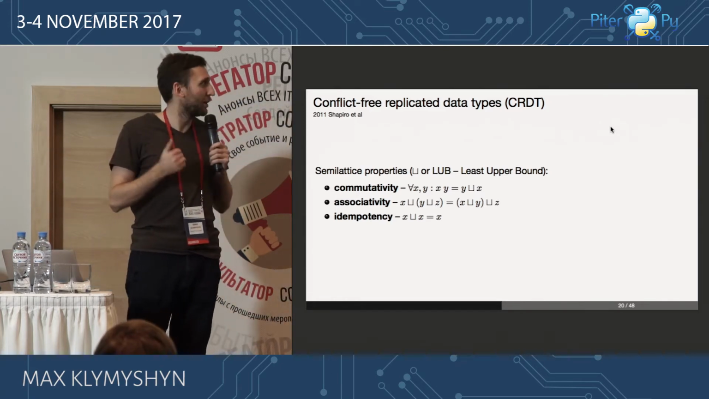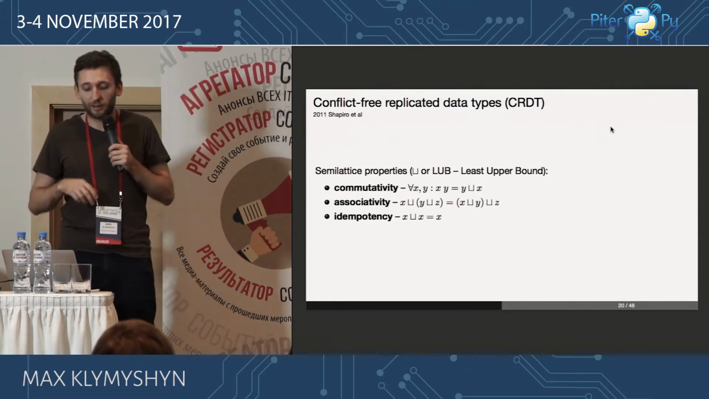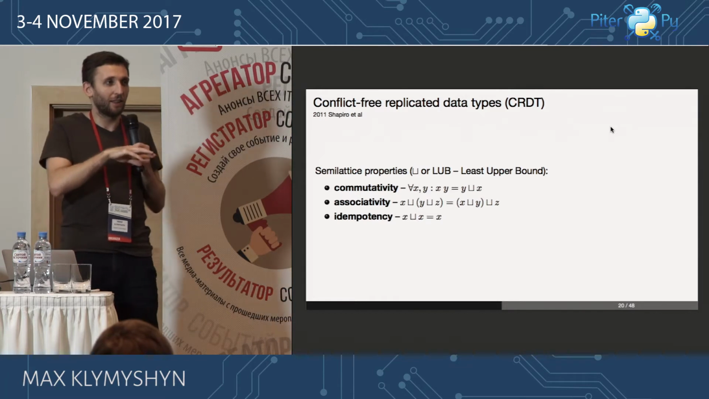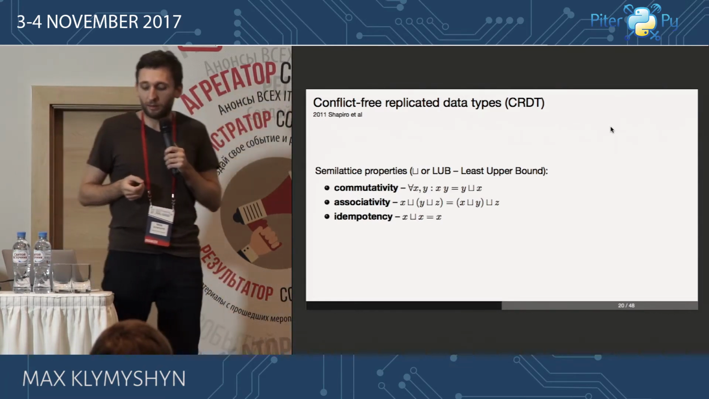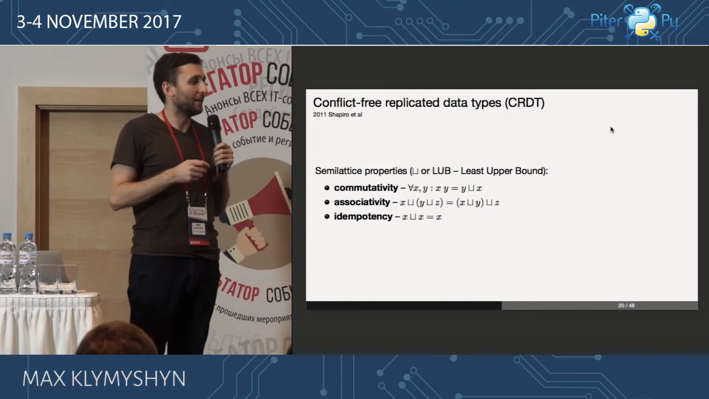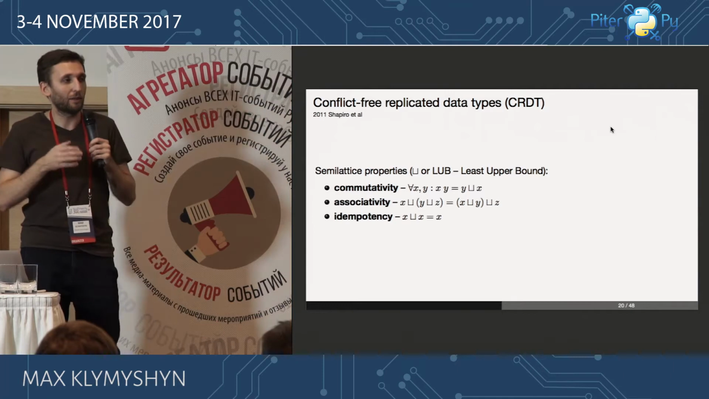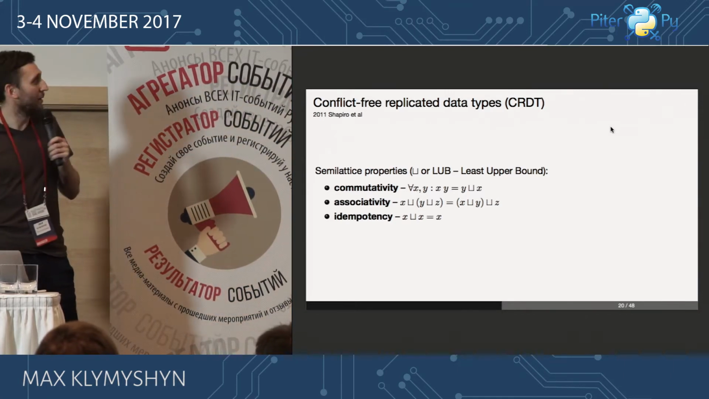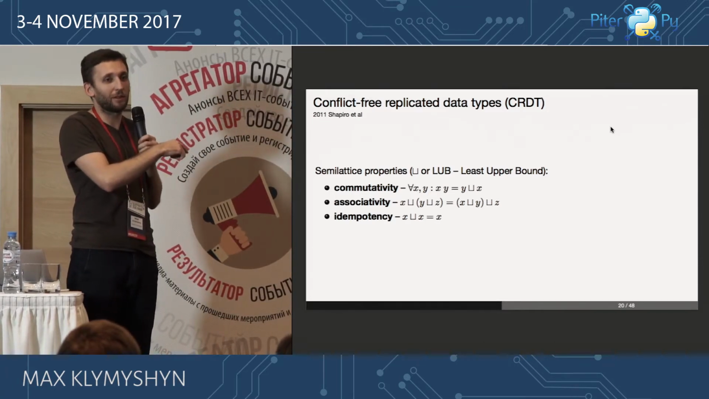The first one is commutativity, so the order of operations does not matter. The second one, associativity. If we have three operations, it doesn't matter in which order we apply them. And the last one is idempotency. So if we receive one or more operations, it doesn't matter because we apply it only once to our state. The interesting thing about Shapiro is that he is the guy who invented proxy servers.